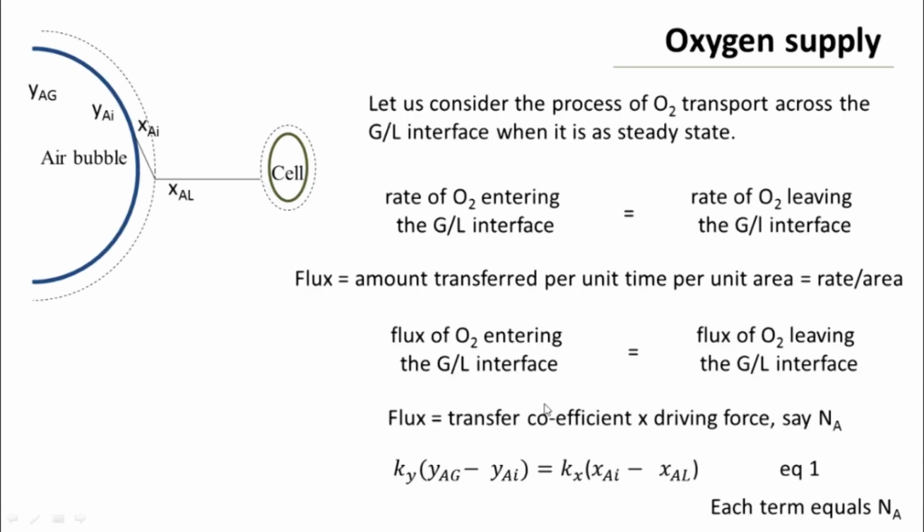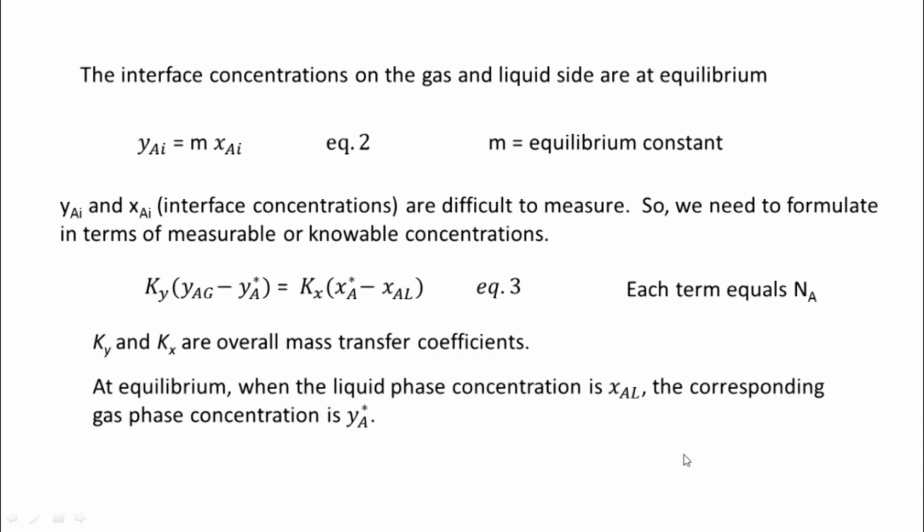Since each term in equation 1 equals Na, equation 1 was this, each term equals Na, therefore we could write Ky into YAG minus YAI was Na, therefore YAG minus YAI is Na by Ky. Let's call this equation 4. And similarly, XAI minus XAL is Na by Kx, equation 5.